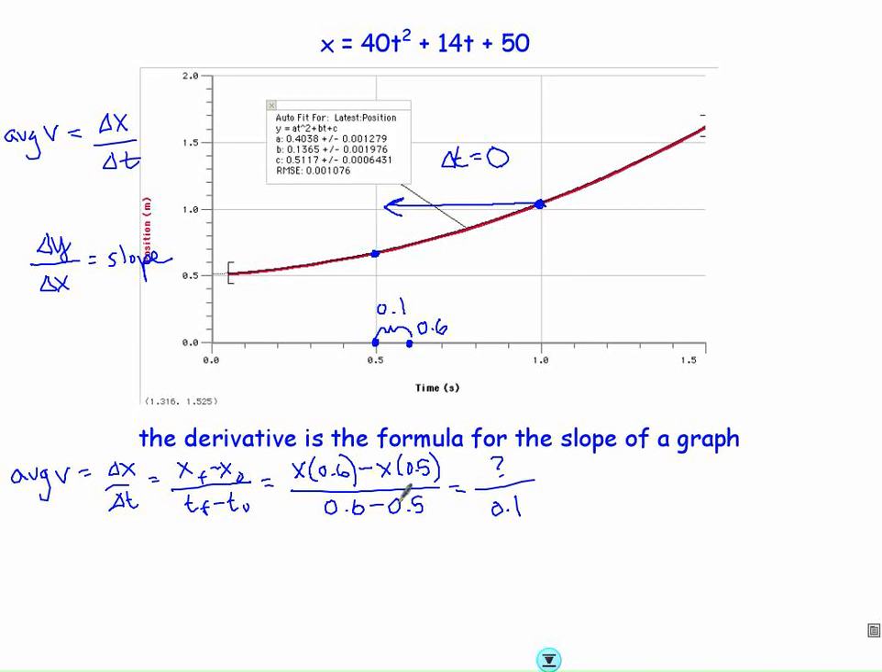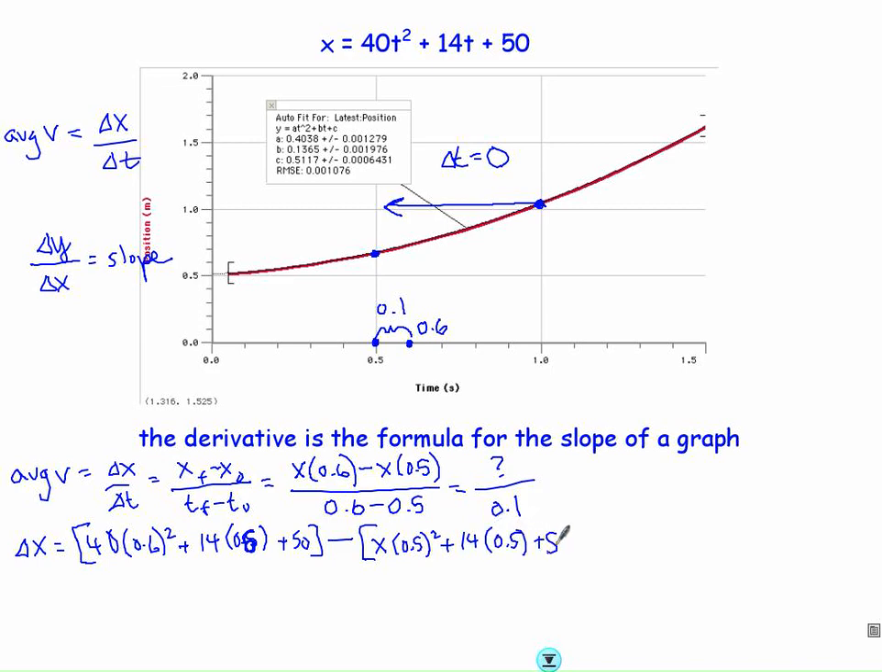The top, you've got to work out a little bit. Let's do the top down here where I have a little more room. So delta x. What's x at 0.6? Well, you just plug 0.6 into this equation. That's what I'm going to do right here. 40 times 0.6 squared plus 14 times 0.6 plus 50. That's x at 0.6, minus x at 0.5. So 40 times 0.5 squared plus 14 times 0.5 plus 50.